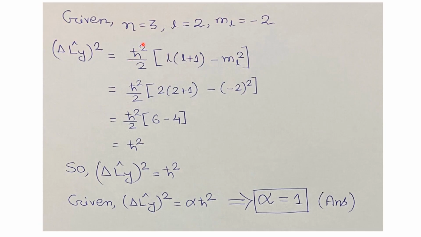Now it is given in the question n equals 3, L equals 2 and ml equals minus 2. So we need these values L and ml, and we'll put them in this equation. We'll get del of Ly whole square equals h cut square by 2 times 2 into 2 plus 1 minus 2 whole square. So it will give h cut square by 2 times 6 minus 4, and we'll essentially get h cut square. Now it is given in the question that del Ly cap whole square equals alpha h cut square. Here alpha equals 1 from our result. So the final result is alpha equals 1.